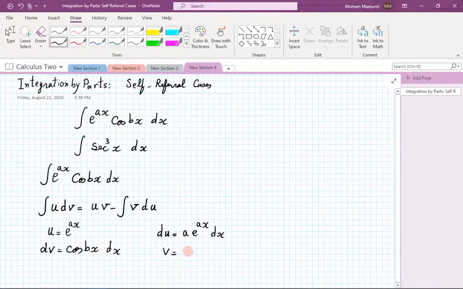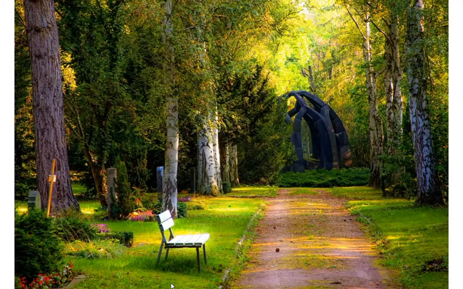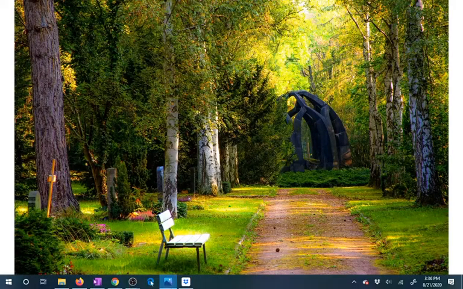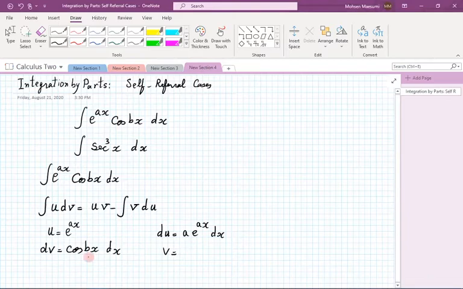Let me pause for a second and ask the audience, what is the antiderivative of that cosine of bx? You're finding something whose derivative is that. So what is that? That is sine of bx over b.